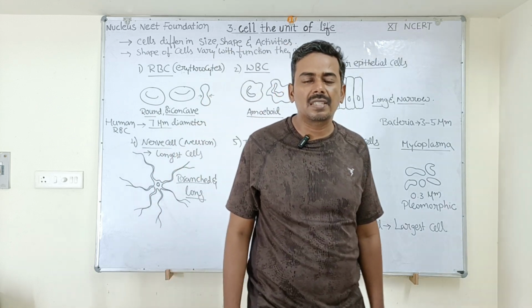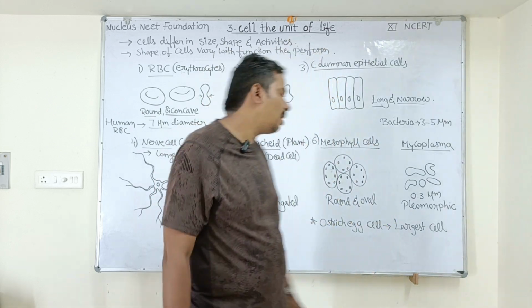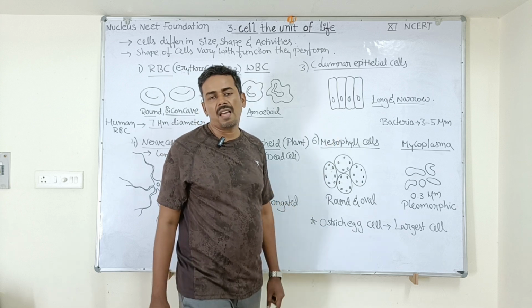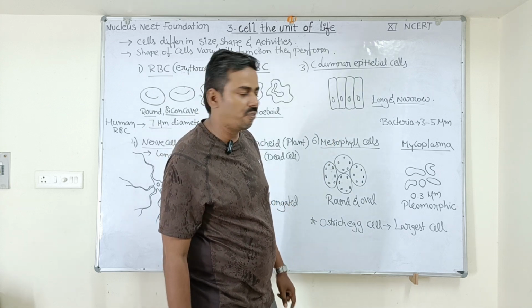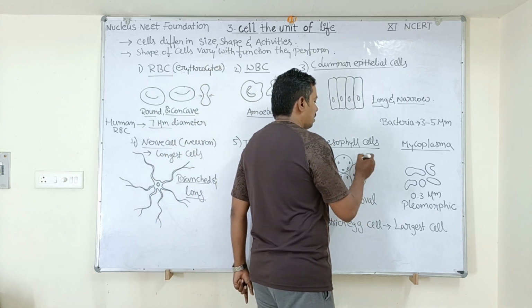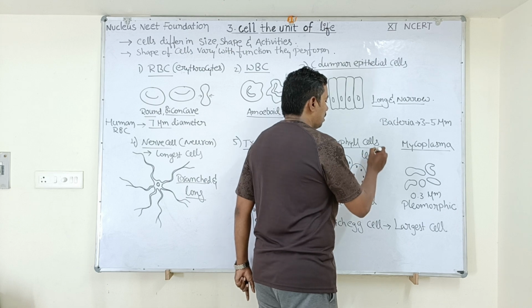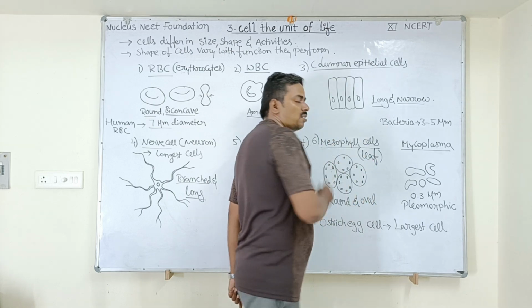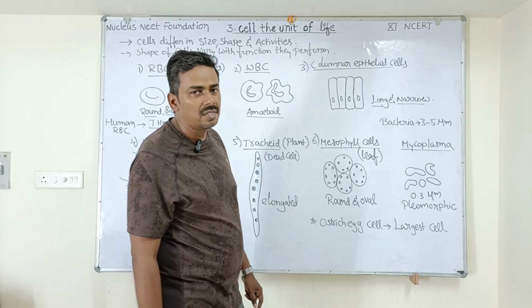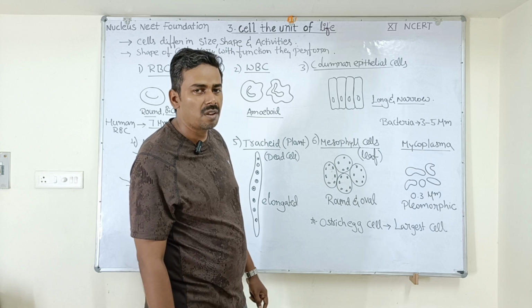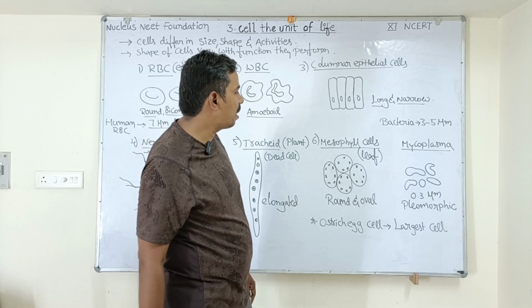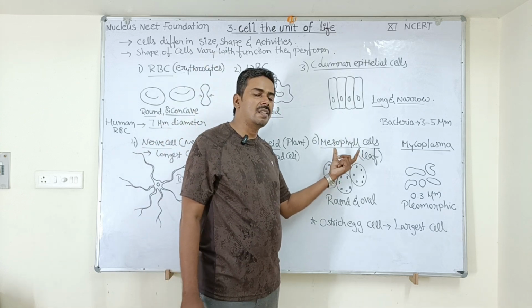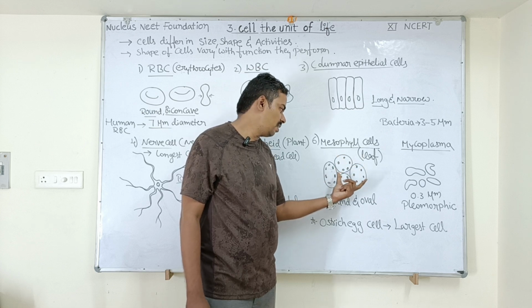What are those cells? Mesophyll cells. Mesophyll cells, they are present in the leaf. They are plant cells and they can be seen in the leaf. Their function is to carry out photosynthesis. So formation of starch, food material in the presence of sunlight. Mesophyll cells present in the leaves, they have the function of photosynthesis.